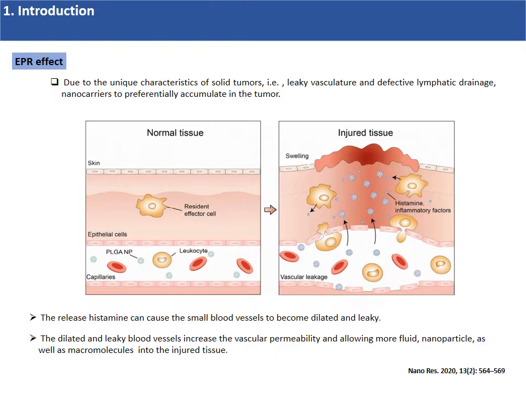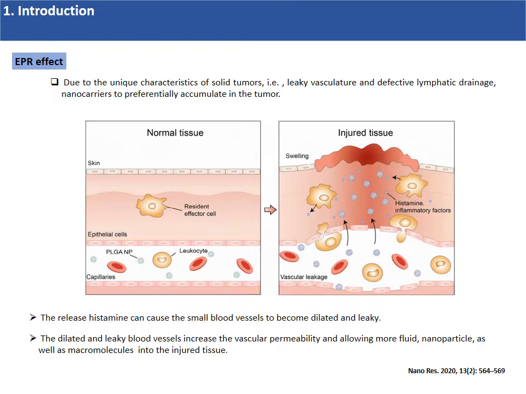This picture shows that when tissue is injured, the released histamine can cause the small blood vessels to become dilated and leaky, increasing vascular permeability and allowing more fluid, macromolecules, immune cells, as well as nanoparticles to pass out of the small blood vessels and reach the injured tissue. But it has been shown that with conventional nanoparticles, only 10% of the original dose reaches the tumor site. So this is the problem of the EPR effect.